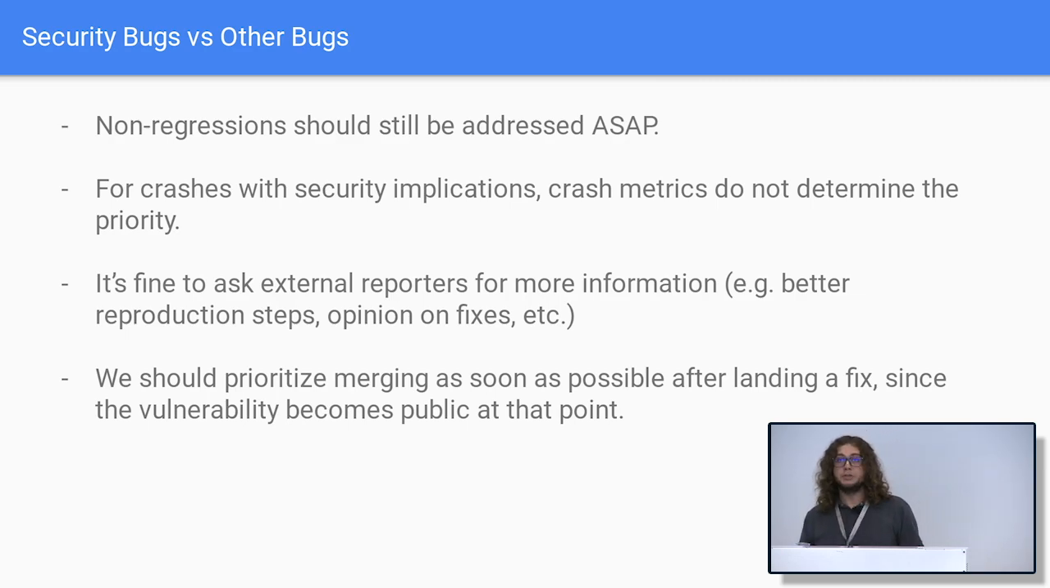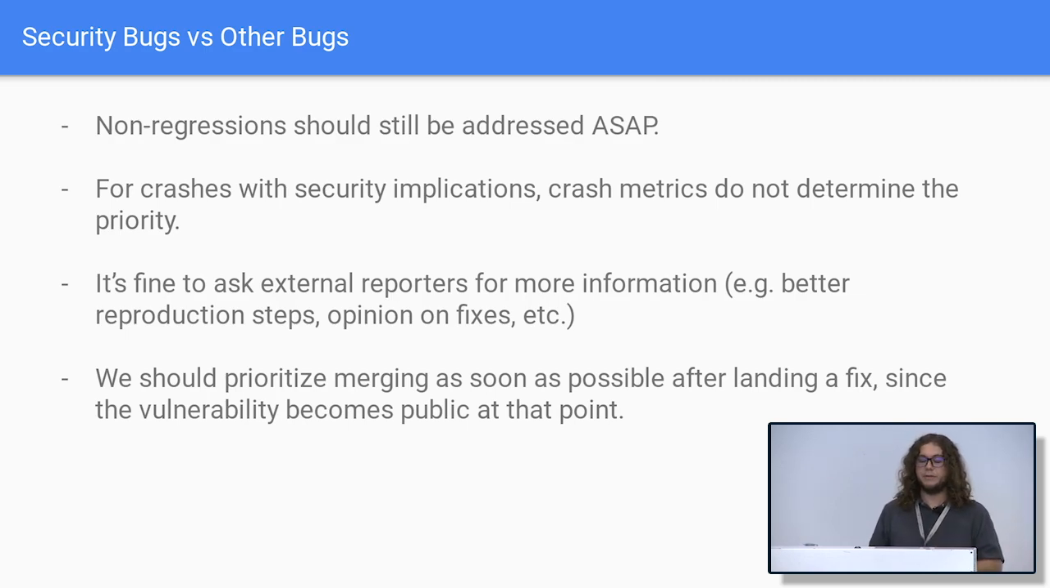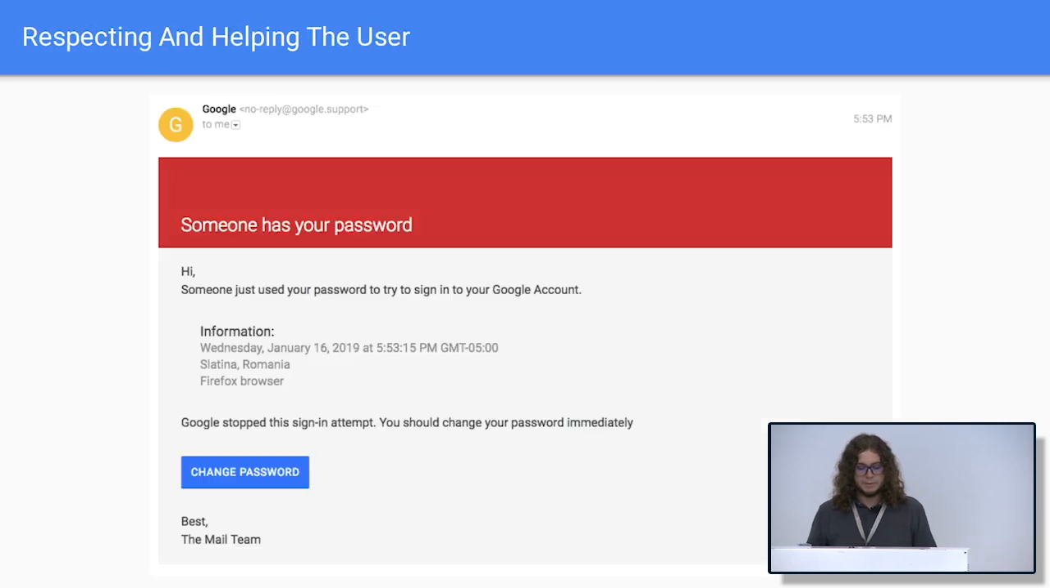And finally, we should prioritize merging security bug fixes as soon as possible. As soon as the fix lands, we want to start the merge process and get it merged into stable as soon as possible. Because the bug pretty much becomes public the minute that you land the fix. An attacker can just see the CLs that landed and see that they're related and try to determine if they're related to a security bug. And if you have a test case, that's actually pretty much a reproduction case. So we want to merge those as soon as possible.